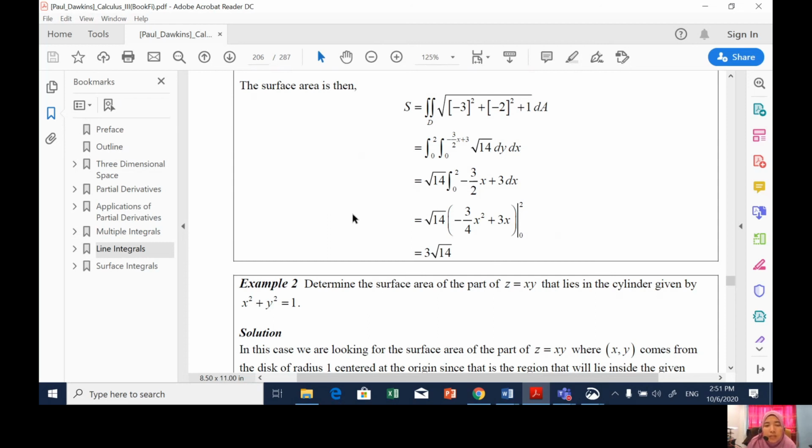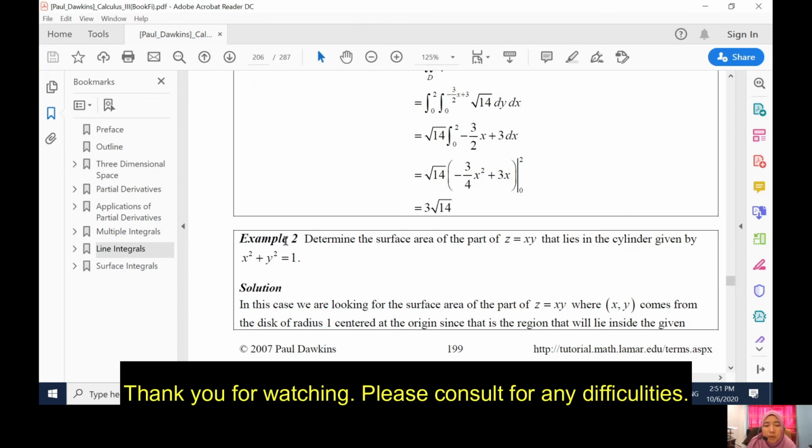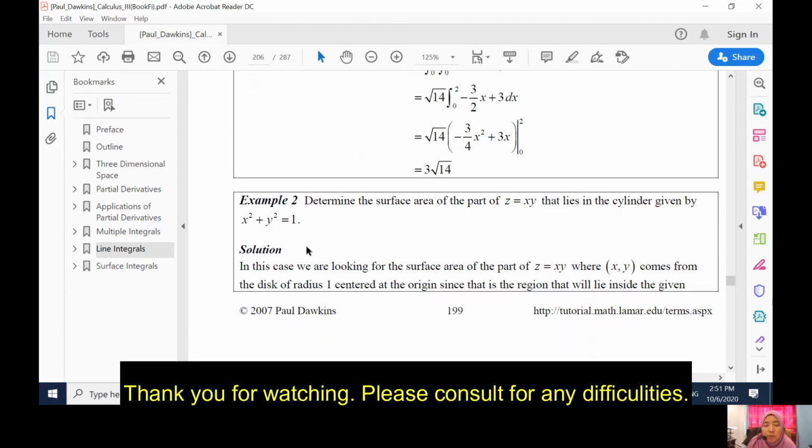Okay, so that is example 1. For example 2, I'm not going to explain because the problem is actually very simple. So for this example 2, I want you to study it by yourself.